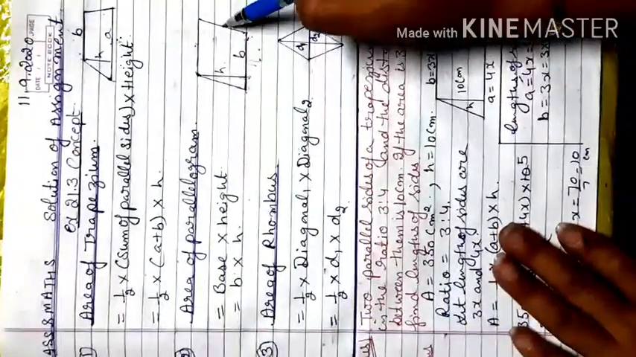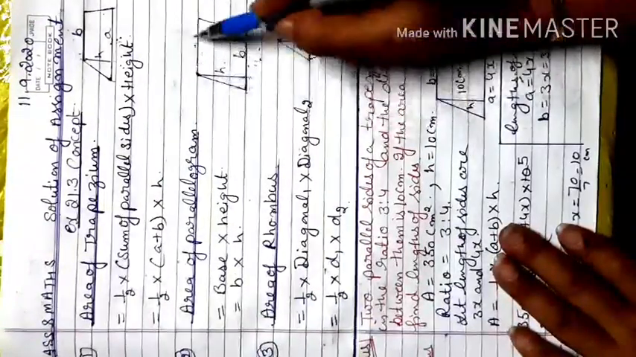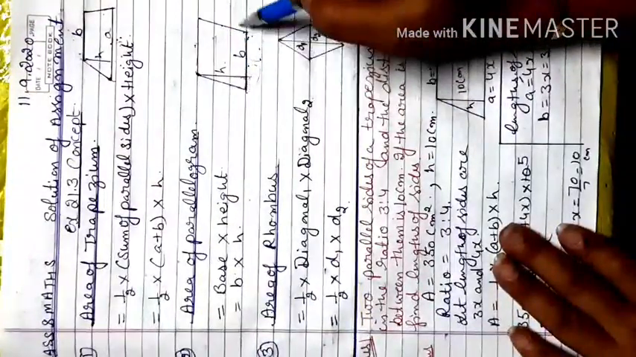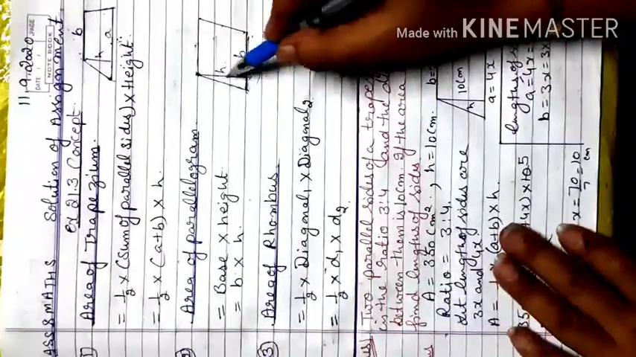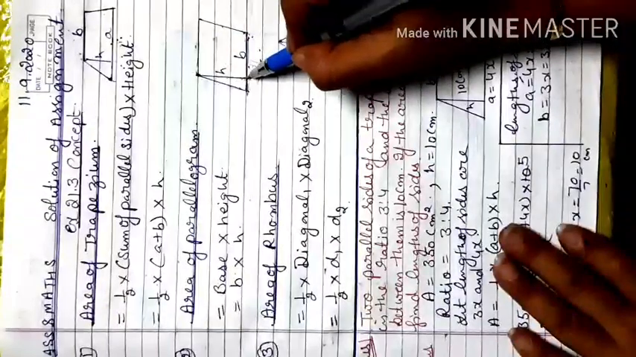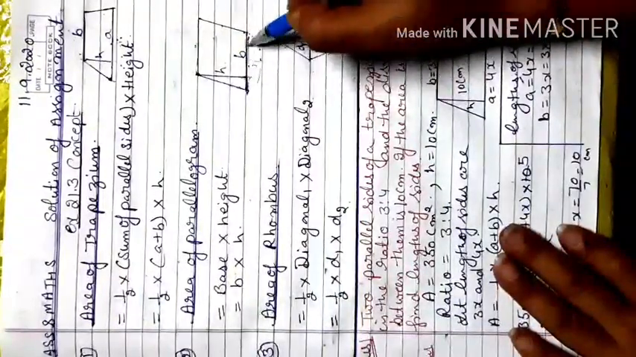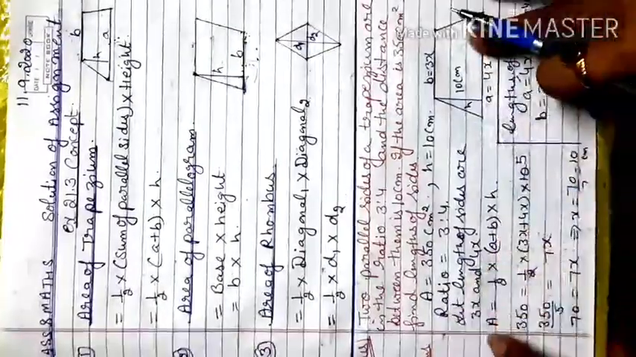So this line is parallel to this line, and this one is parallel to this one. If you have to find the area of this parallelogram, the perpendicular drawn from one vertex to the line is considered the height, and the line where the perpendicular meets is considered the base. So base into height is the area of the parallelogram.